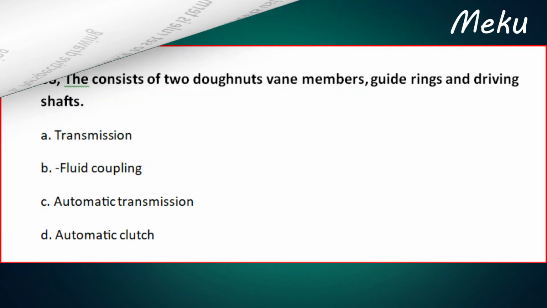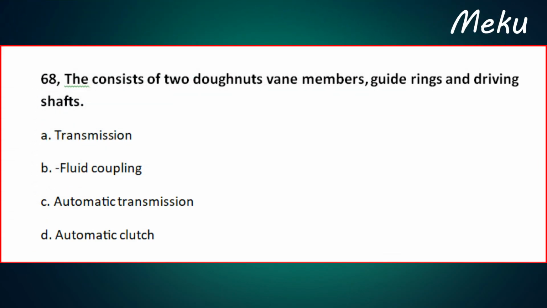68. The consists of two donuts vane members, guide rings and driving shafts. A. Transmission, B. Fluid coupling, C. Automatic transmission, D. Automatic clutch.